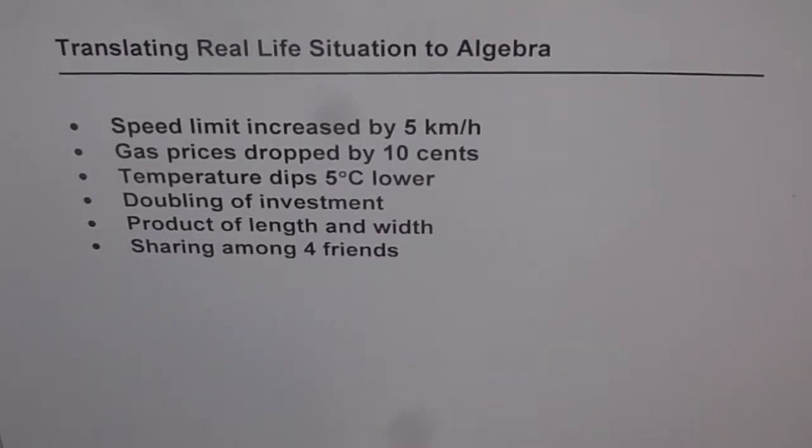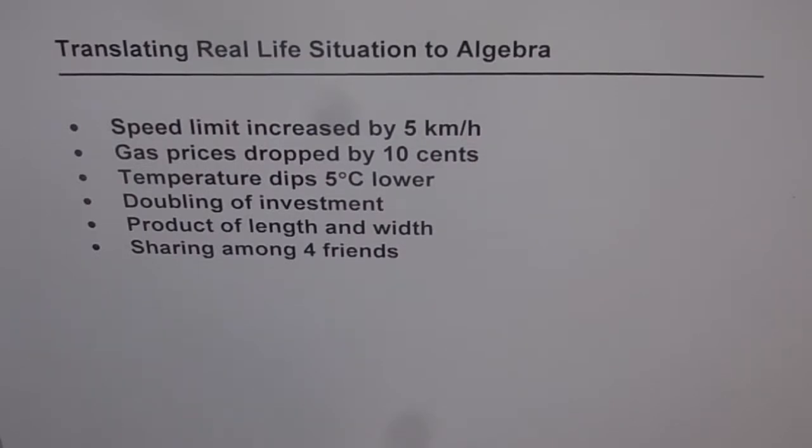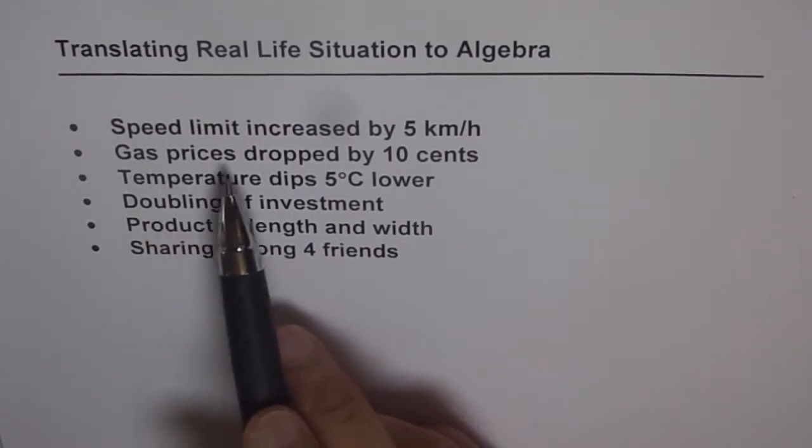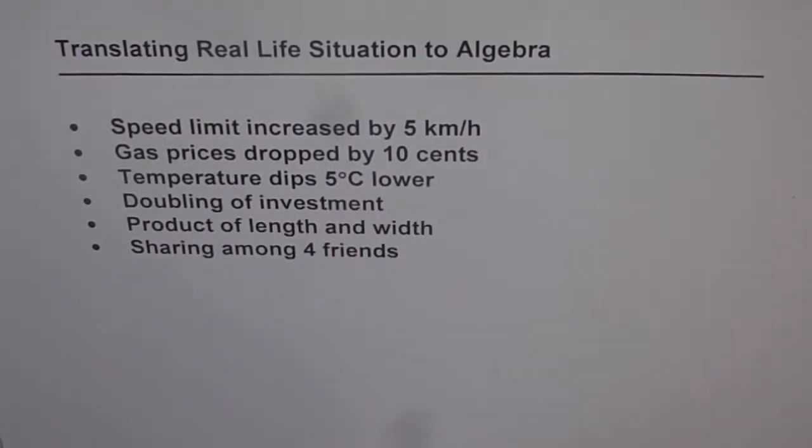Let us now explore how to represent real life situations in mathematics. We take help of algebra. Here are a few examples which will give you an idea about how the two things can be related. We say speed limit increased by 5 kilometers an hour.